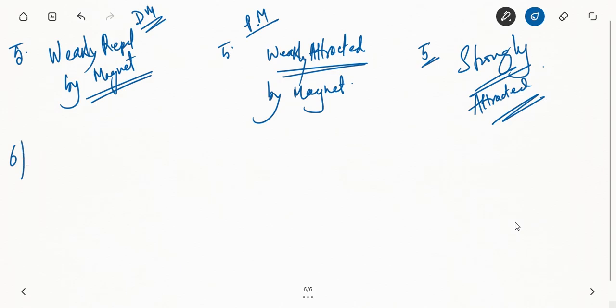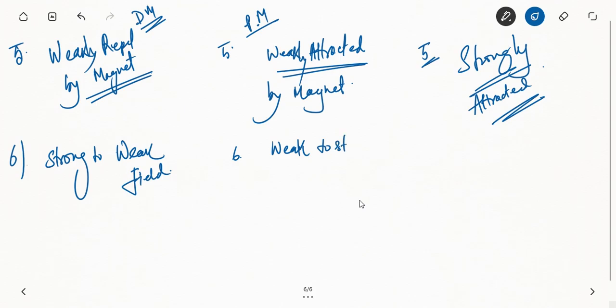Okay, and number 6: diamagnetic materials move from strong field to weak field. In the case of paramagnetic material, it moves from weak field to strong field. And in the case of ferromagnetic material, it moves from weak to strong, meaning a very strong field.